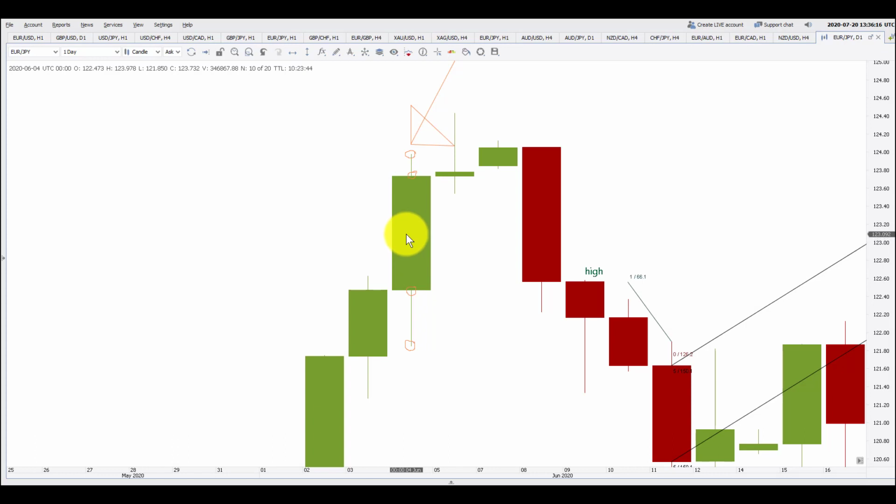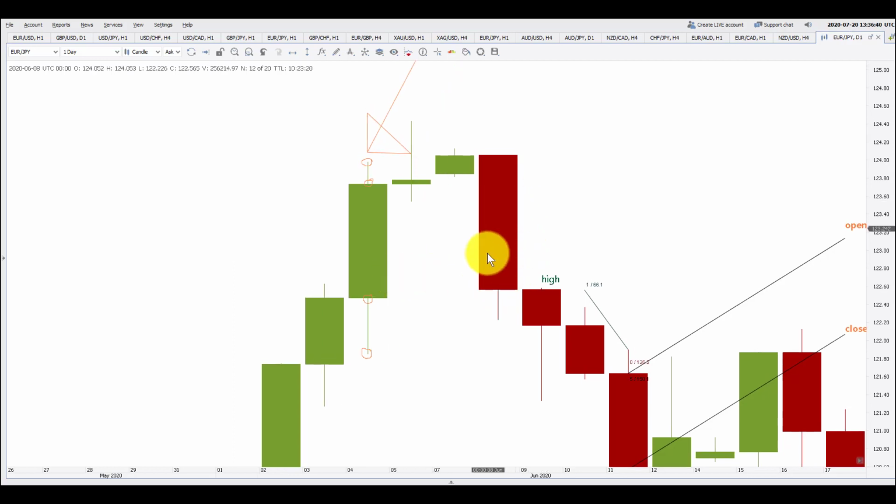Now if the close is above the open, then a hollow candlestick, usually displayed as white, and in our case in this chart displayed in green color, is drawn. And if the close is below the open, then generally a filled candlestick, usually black, but in my chart it is red in color, is drawn.